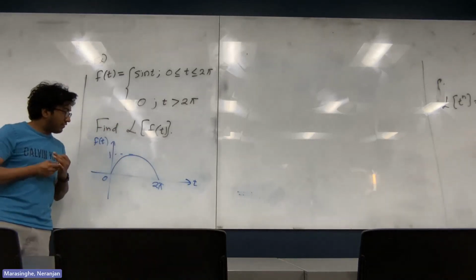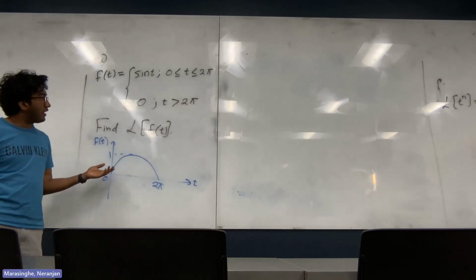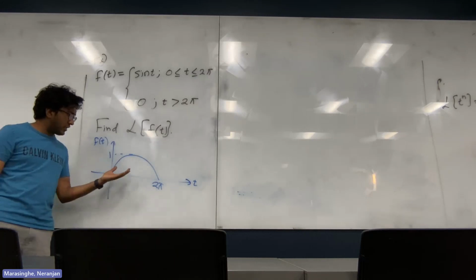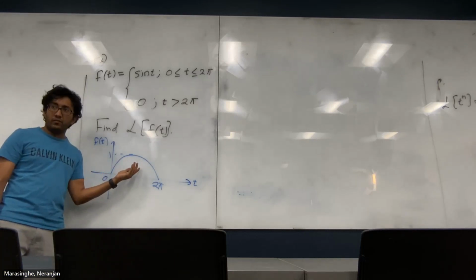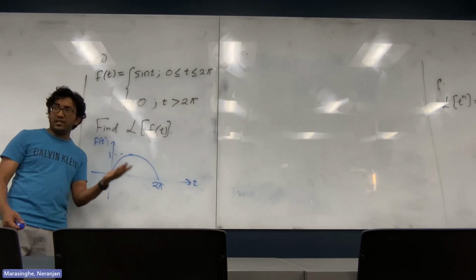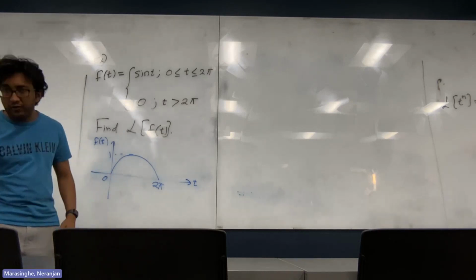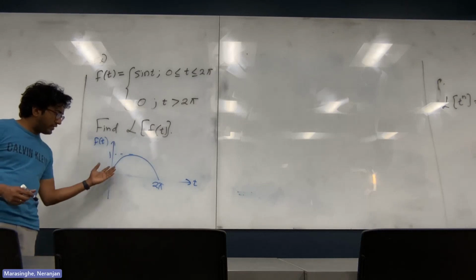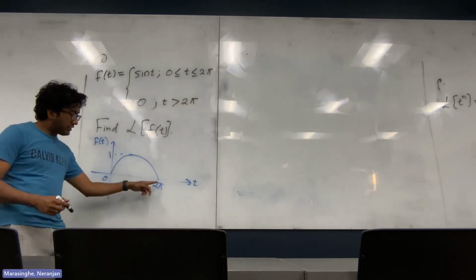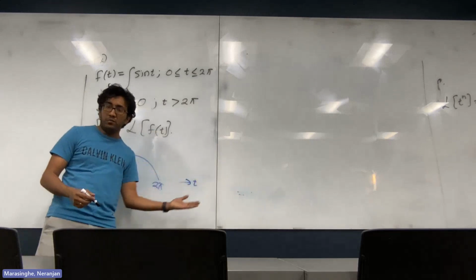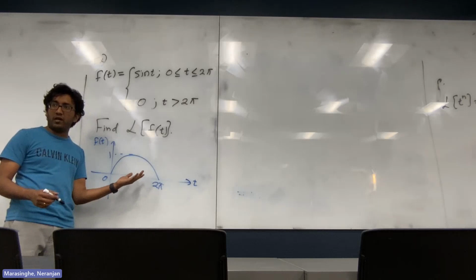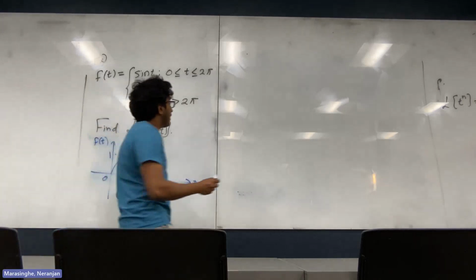Now what is our target? Our target is to find the Laplace transform of this function. Let's try to represent this function as a combination of step functions. So how do you do that? How do you get this portion? You have sine t going like that, but you need only this portion. So what is the function that you have to multiply?